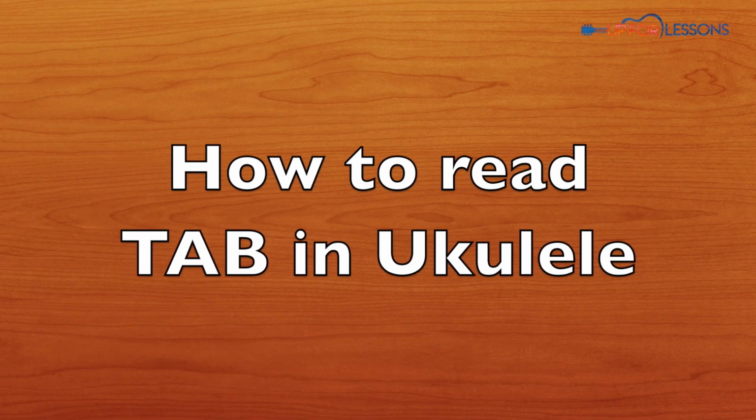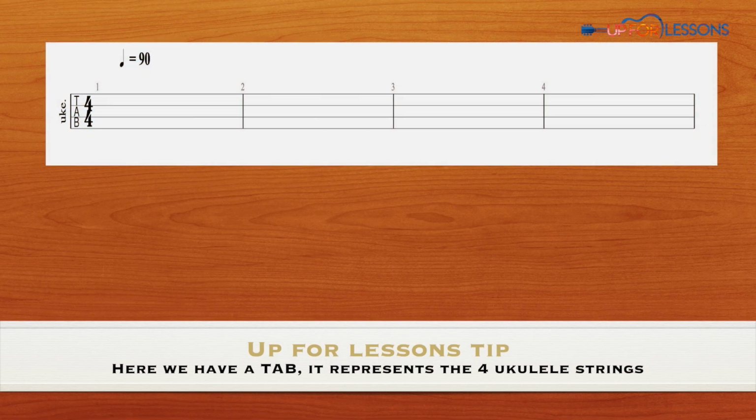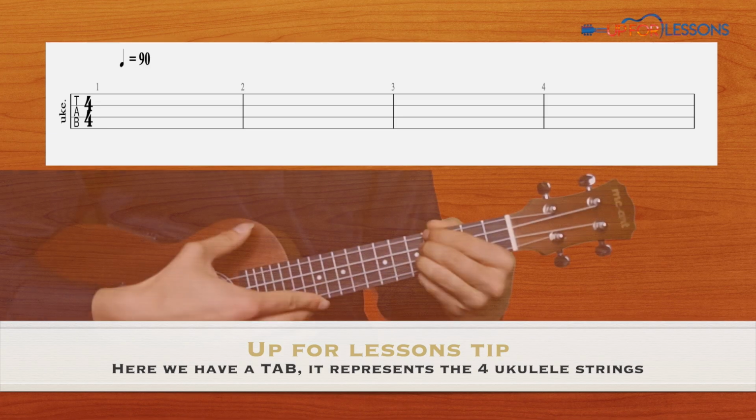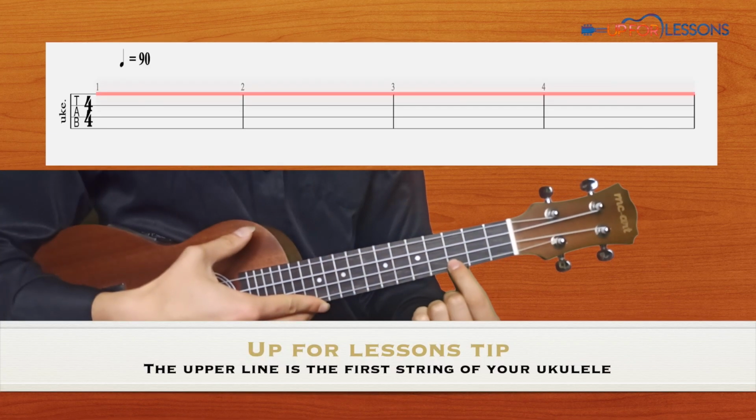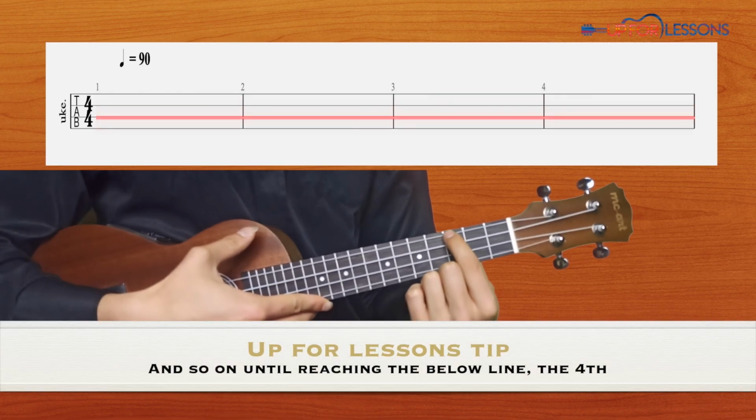How to read tab in ukulele. Here we have a tab. It represents the 4 ukulele strings. The upper line is the first string on your ukulele, and so on until reaching the below line, the 4th.